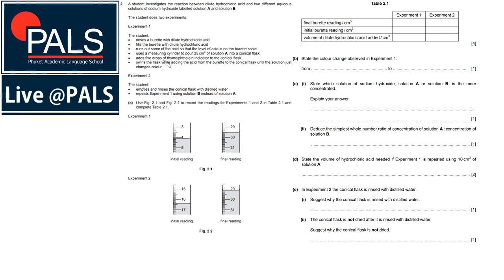He adds 5 drops of thymolphthalein indicator to the conical flask, swirls the flask while adding the acid from the burette to the conical flask until the solution just changes color. In experiment 2, the student empties and rinses the conical flask with distilled water and repeats experiment 1 using solution B instead of solution A.